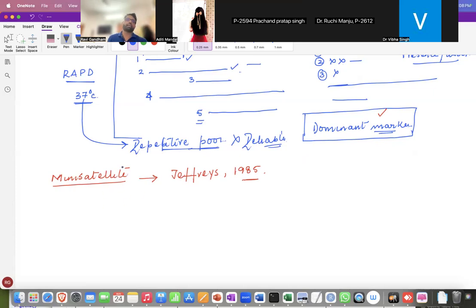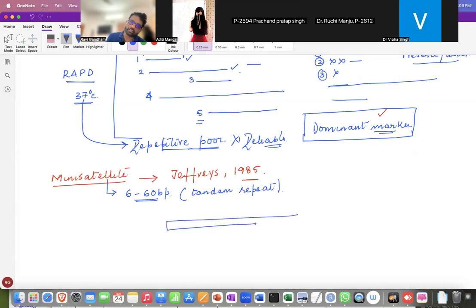Now, see, a mini satellite is nothing but a tandem repeat that can repeat from 6 to 60 base pair repeats. Means when you say it is a tandem repeat, what does it mean? Repeating one after another. So you have this here. You have this here. You have this here. Repeating one after the other. Right?